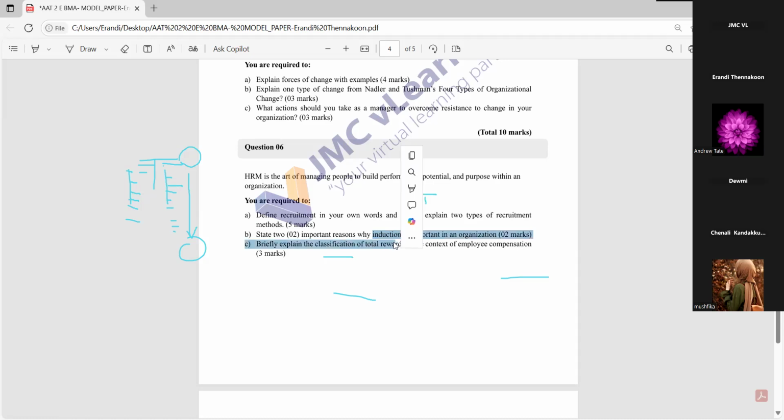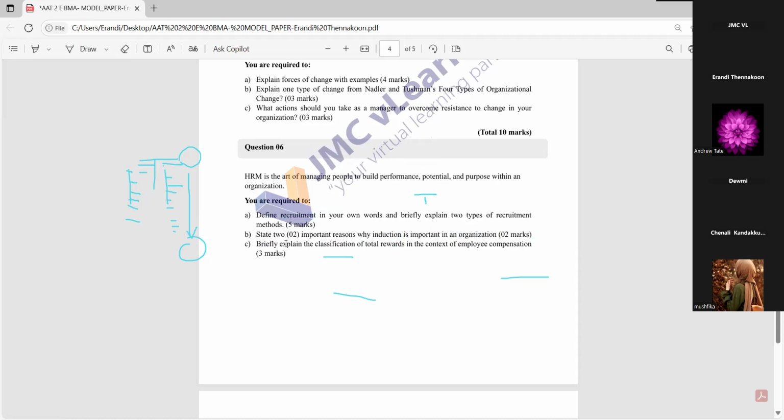So only this point can be changed, right? So yes, you have to have some idea about each step of HRM function. So this is one function of HRM, right? This is another function, right?